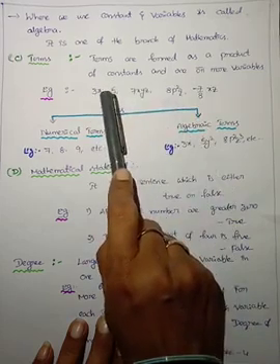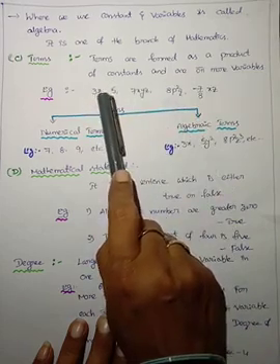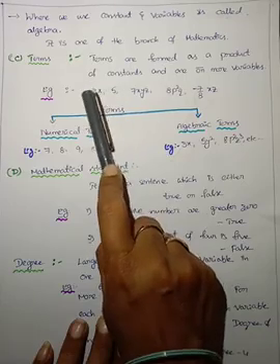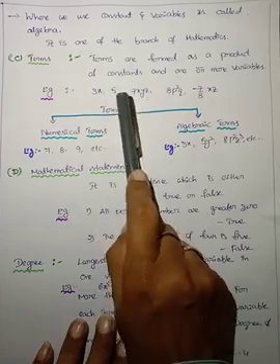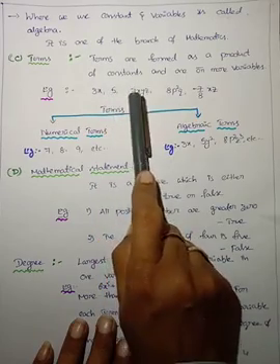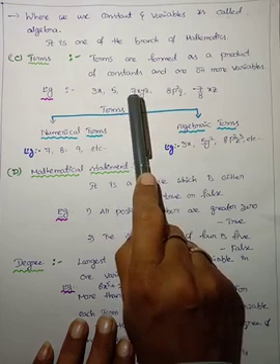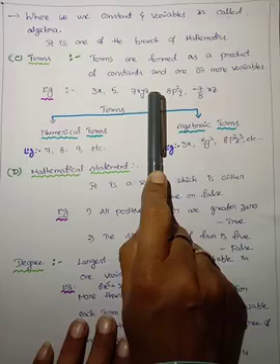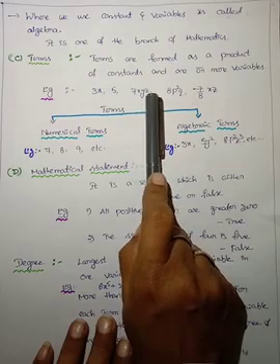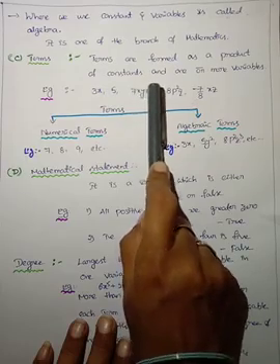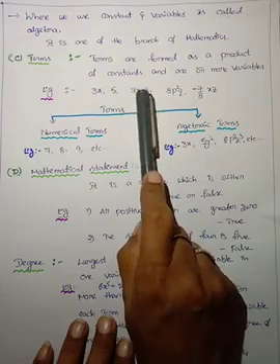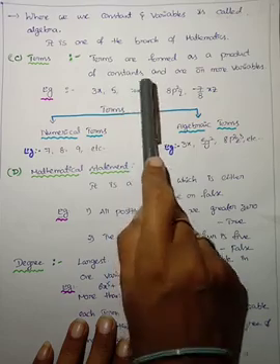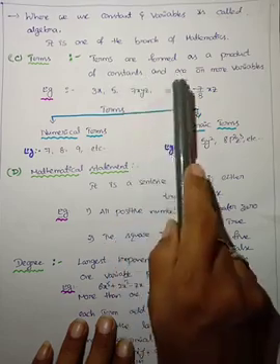3x, 3 into x, 3 is a constant, x is a variable. The product of 3 and x forms a term. 5 is also a term, a constant. 7xyz: 7 is a constant, x is a variable, y is a variable and z is a variable. The product of constants and one or more variables. Here there are 3 variables. 7 into x into y into z is equal to 7xyz, which is also a term.